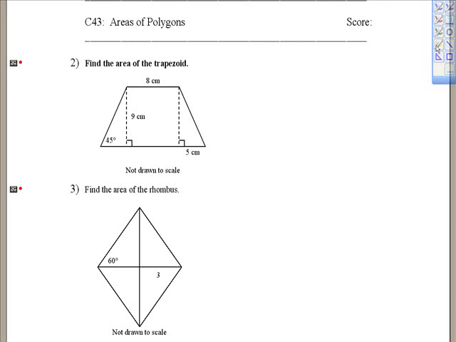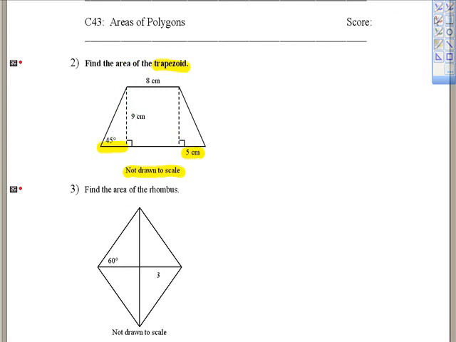Concept number 43, areas of polygons. This first one, you've got to be really careful with this trapezoid, because a lot of people look at this little segment over here that's 5 and assume that this little segment over here is also 5. But if we look at the triangle real close, it says it's a 45, 45, 90. So it's really not drawn to scale.